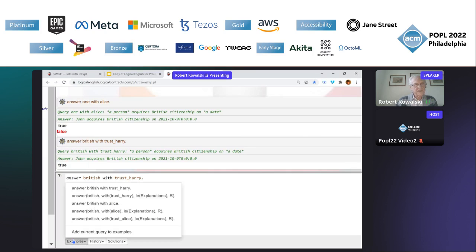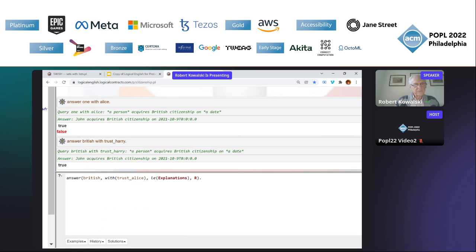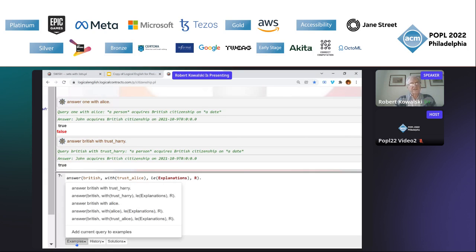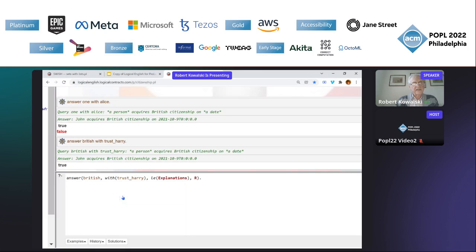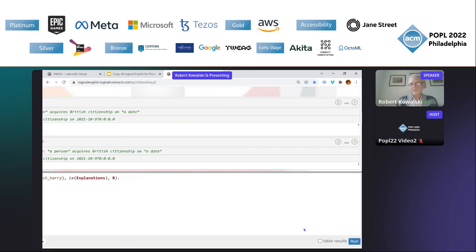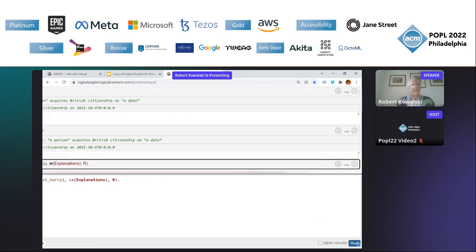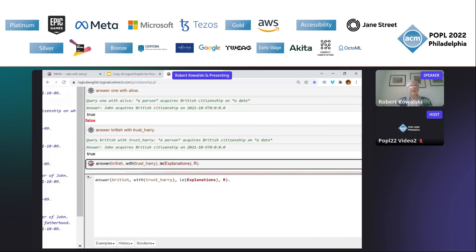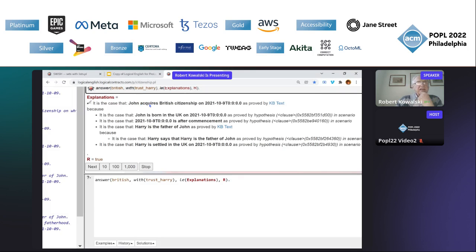I want an explanation. So let's ask that same question using a prologue like we haven't yet gotten, not with trust Alice, because if Alice says that Harry is the father, it's not obvious whether you can trust her. But in the case of Harry, let's see what happens. So we run this. And we're now looking for the explanation for the answer that we had before. And the answer is yes, it is the case. John does indeed acquire citizenship. And it's because John is born in the UK on a date which is after commencement, and Harry is indeed the father. And why is that the case? Because Harry says he's the father.